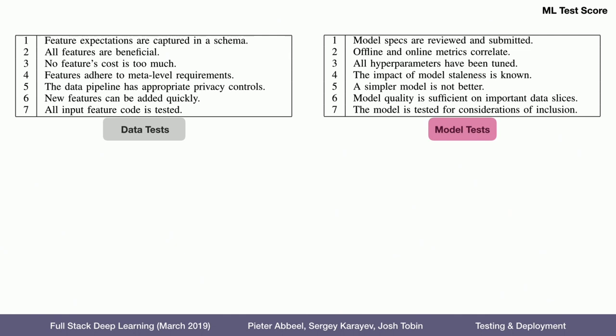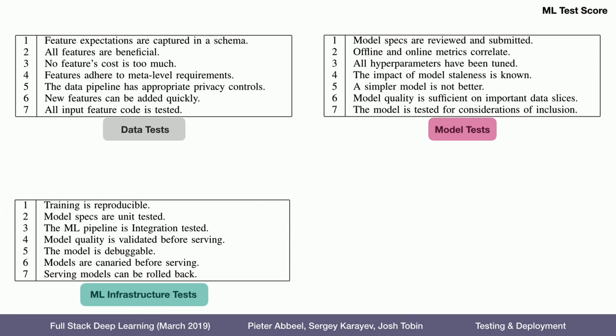You got ML infrastructure tests. Training is reproducible. The ML pipeline is integration tested. The model is debuggable. Models are canaried before serving. That's kind of like the AB stuff.